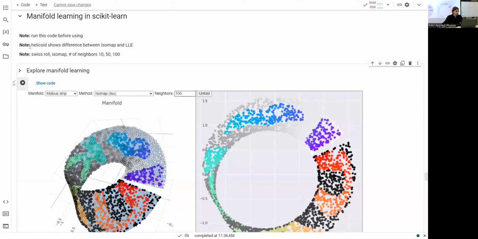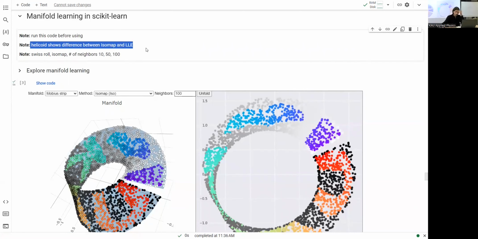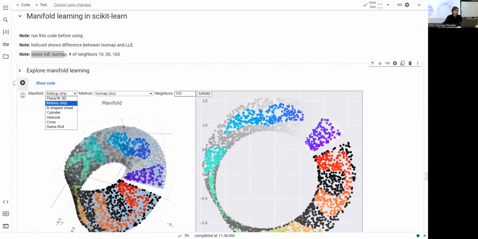And here I have some notions. I'm afraid it takes too much time for each run, but please try at home. For example, the case of helicoid shows some difference between isomap and LLE, how they work. And you can try Swiss roll with isomap, for example, and different numbers of neighbors. So if I'm taking Swiss roll and trying, for example, 10 neighbors, that should be some result.